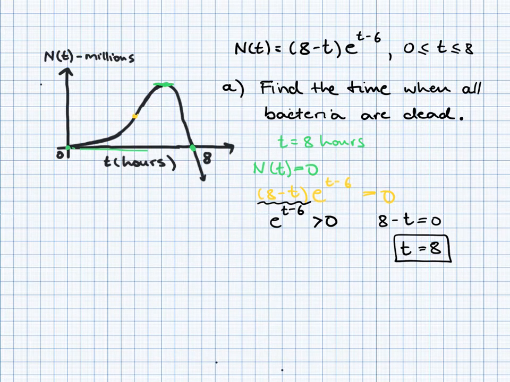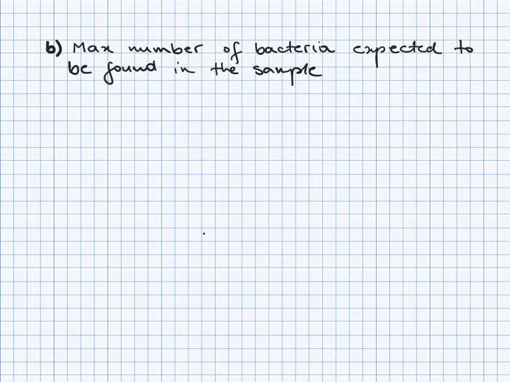We know that it's happening at the point of inflection, and at the point of inflection the second derivative equation is equal to 0. But what we're asked about is the maximum number of bacteria expected to be found in the sample. So for the maximum number of bacteria, the first derivative, dN/dt, is equal to 0. That is when the maximum is going to occur.